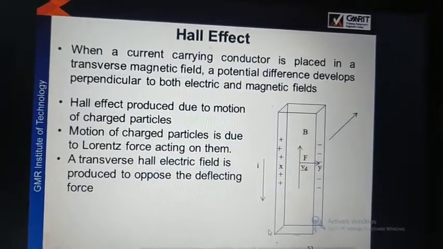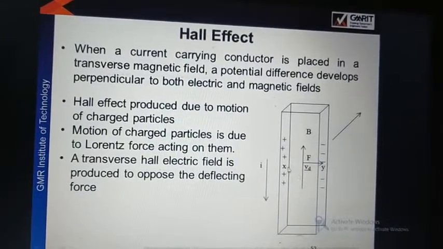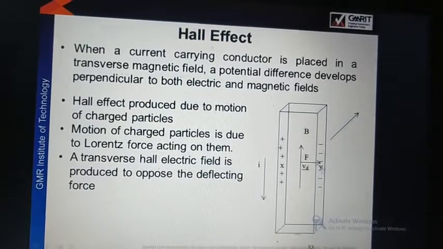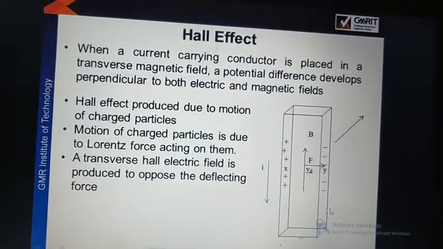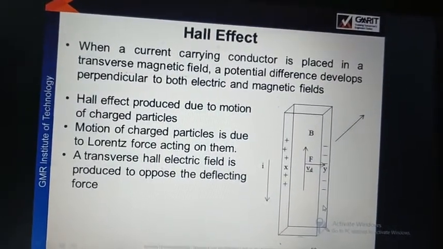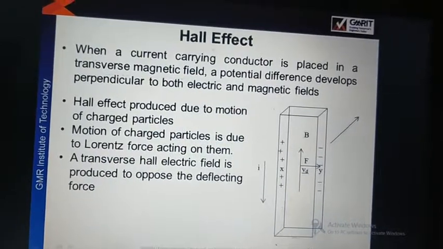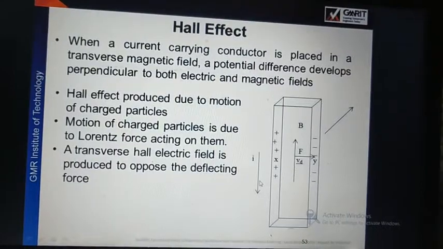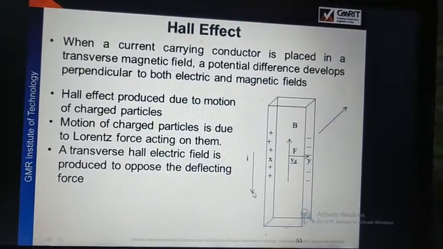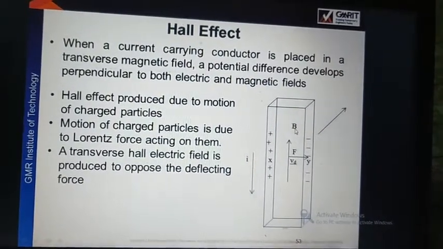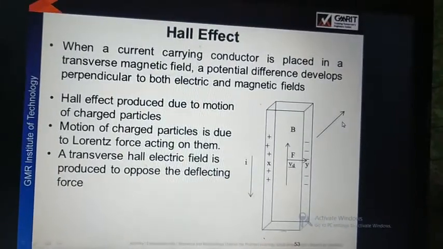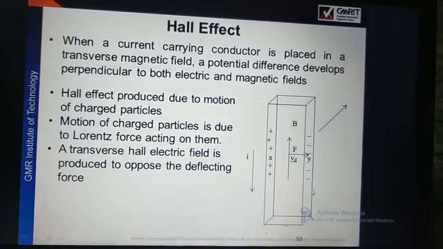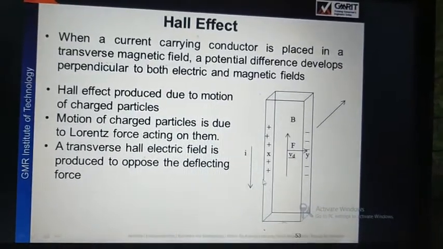Now if I connect a potentiometer here, due to the complete positive charges on one side and complete negative charges on the other side, a potential difference is created between these two sides. I applied current in this direction. Suppose this is plus x direction, so the electrons are moving in minus x direction, and magnetic field is in plus y direction. So you can see that a potential is created in the y direction.